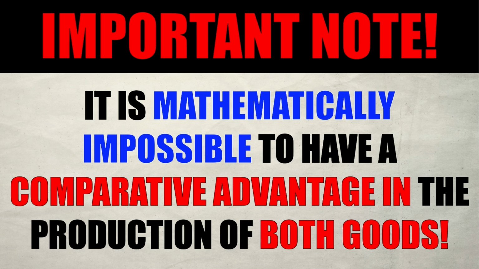However, if you're working on a problem in your economics class and you ever get the result that a single country has a comparative advantage in both goods, you know for a fact that's incorrect. It has to be. This will also save you time on a test. If you calculate that one nation has a comparative advantage in one good, well, then you know for a fact that the other country has the comparative advantage in the other good.